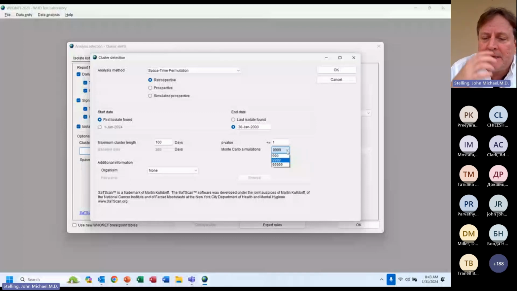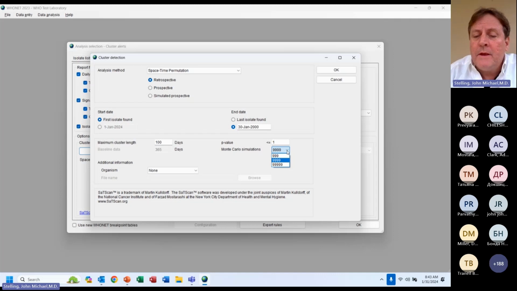So we just put this basically at 9999, which gives us good performance. If your computer is too slow, then change it to 999. You'll get more or less the same results, but it will go faster. Or if you want to be extremely precise, change it to 99999, and then you'll get a more precise answer, but it will take longer.